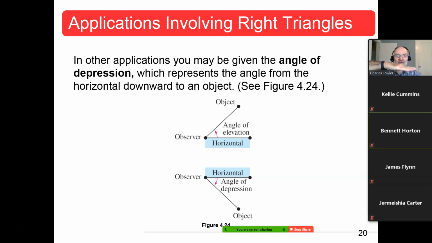So angle of elevation is from the horizontal up, angle of depression is from the horizontal down. It could be going this way, angle of elevation, or that way, angle of depression. You don't have to say that's in the third or fourth quadrant. Don't worry about it. You're only dealing with the right triangle. It doesn't matter which direction it's going.